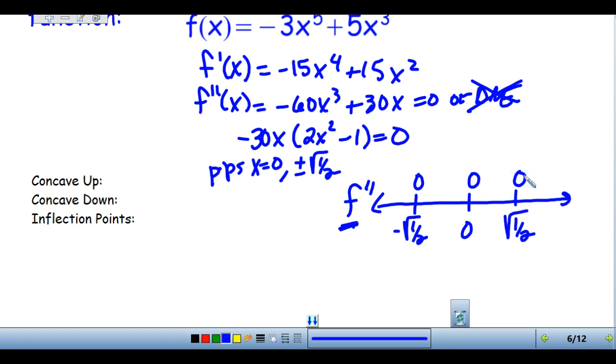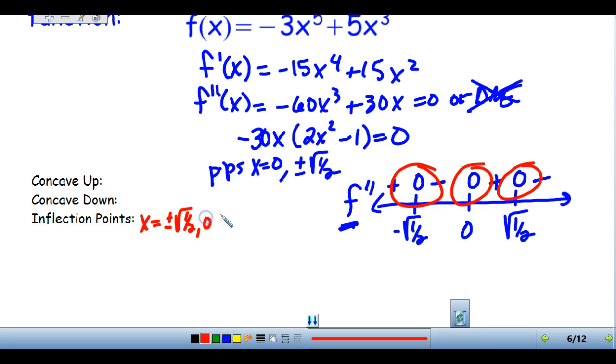So I could plug test values into the second derivative, perhaps using my calculator or by hand. If I plug in a value that's less than negative square root of 1/2, I end up getting the second derivative to be positive. When I plug in a value between the negative square root of 1/2 and 0, I end up getting negative: positive, negative. Alright, so since all of these points are in the domain of the original function and there's a change in concavity here, here, and here, these are all inflection points. So there are inflection points at plus or minus the square root of 1/2 and 0.